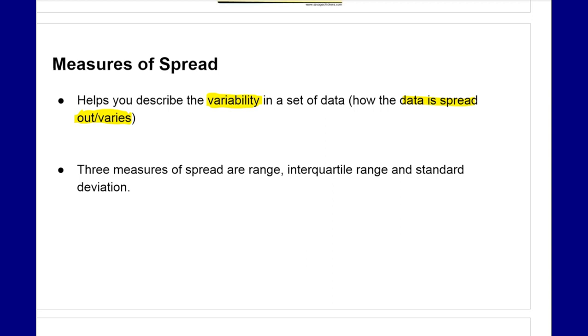Now there are three measures of spread that we're going to look at: range, interquartile range, and standard deviation. Interquartile range we'll look at in a future lesson. We're going to focus primarily on standard deviation this lesson. Range is relatively straightforward, so we don't usually worry about that too much.